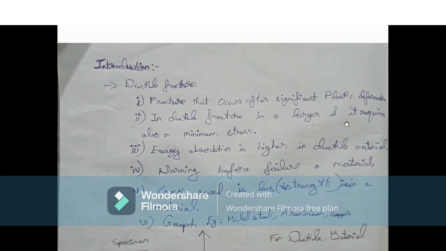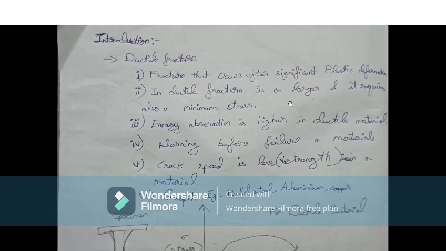It requires the minimum stress. Energy absorption is higher in ductile material. In ductile fracture, there is warning before failure. In brittle fracture, there is no warning, because cracks form and propagate suddenly. So the material fractures suddenly, and that is known as brittle fracture. When it comes to ductile fracture, crack speed is lower because of lower strength. With lower strength, we know it needs only minimum stress.